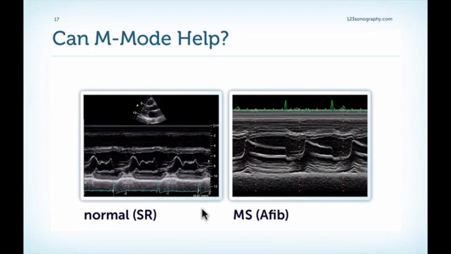Other typical features that we see in patients with mitral stenosis in the M-mode is a motion of the posterior leaflet which is drawn towards the septum, opposed to patients who have sinus rhythm, where this motion is contrary to or mirrors that of the anterior mitral valve leaflet.